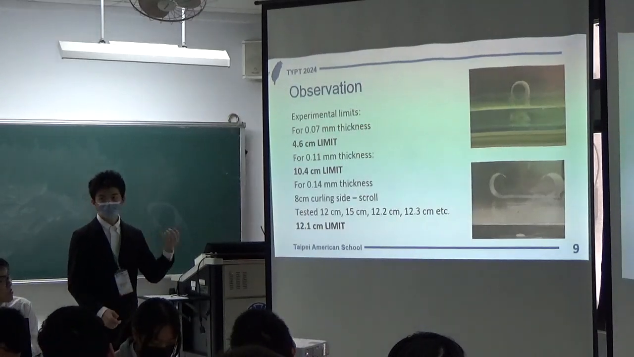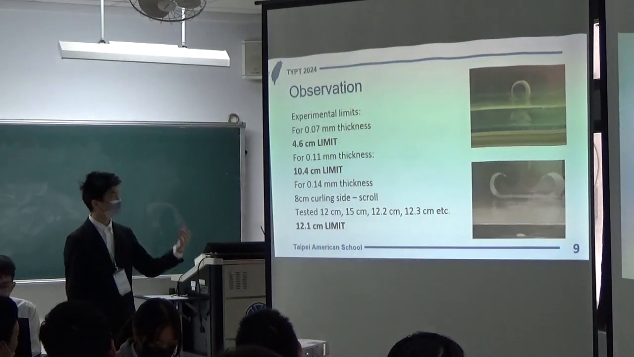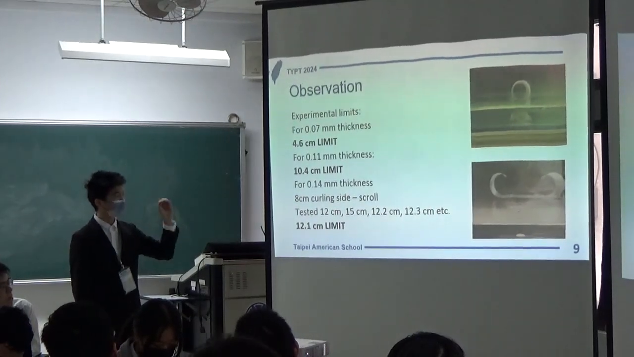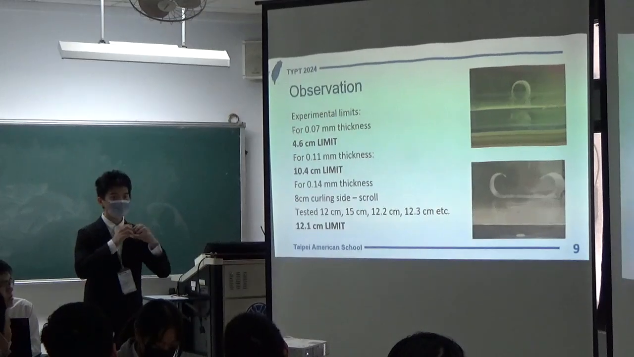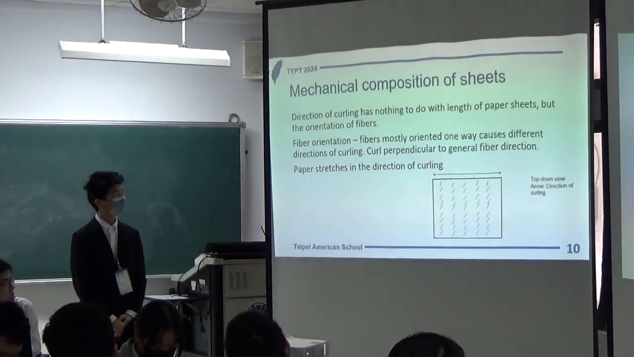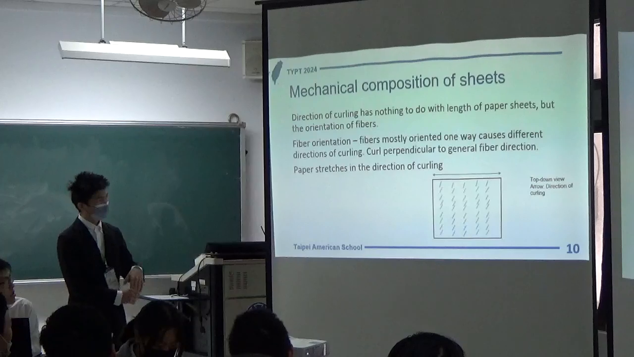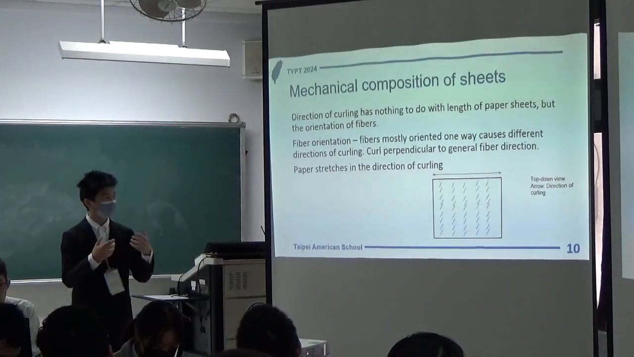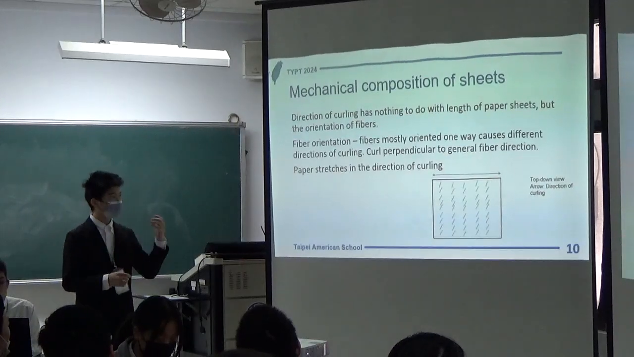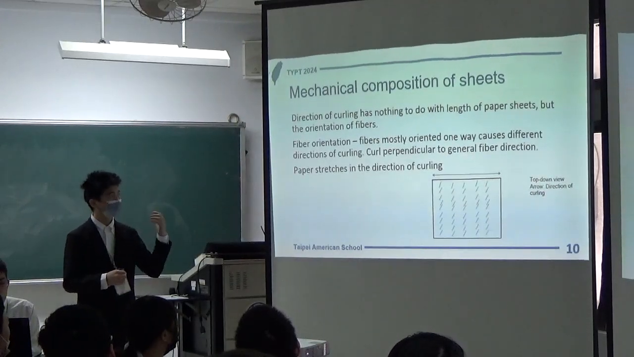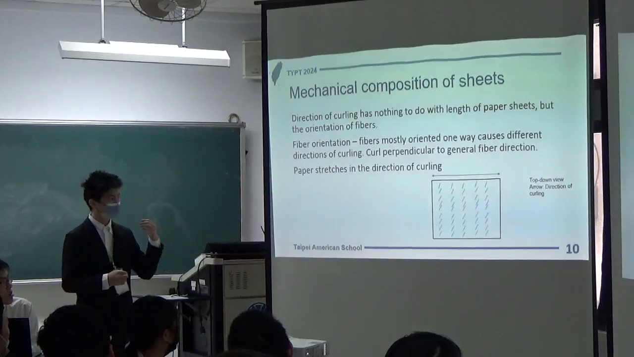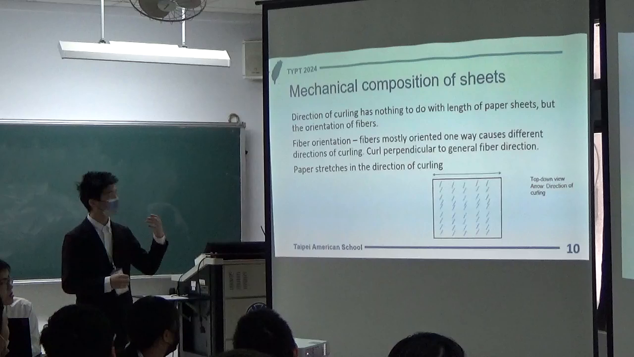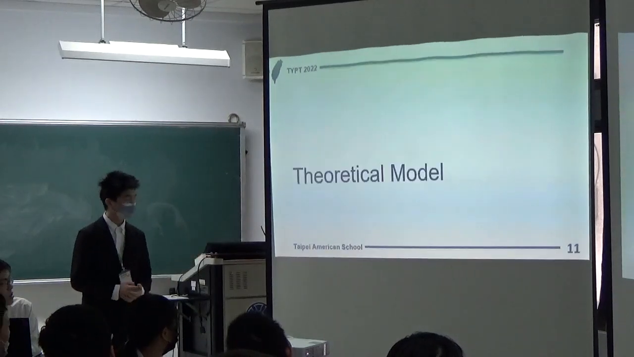We then try to observe the limiting conditions of these two scenarios. For different thicknesses, we found the different limits at which it went from single scroll to double scroll. Additionally, we tried testing if the longer side is what curls, or maybe the shorter side is what curls. However, we found that the curling of the tracing paper was independent of these conditions. So we concluded that the direction of curling has nothing to do with the length of the paper sheets, but the orientation of the fibers themselves.